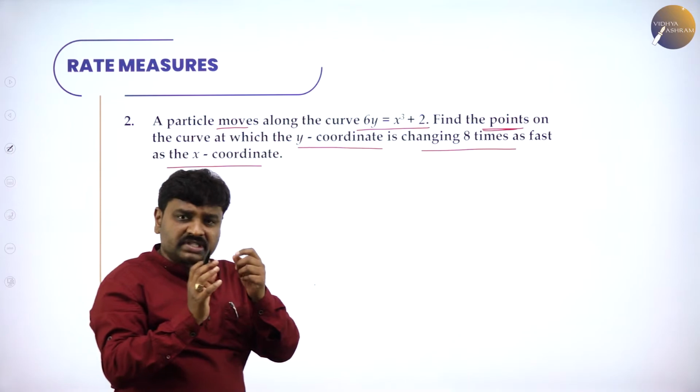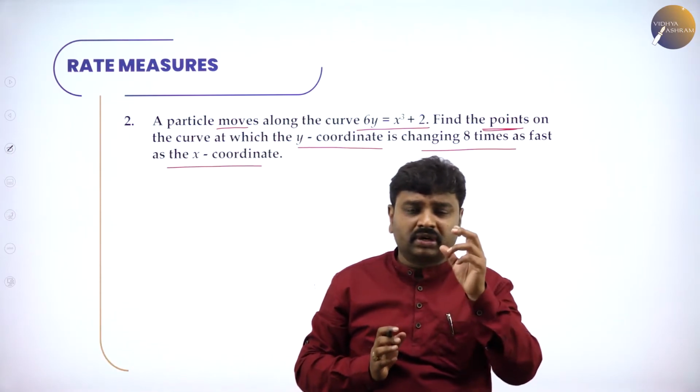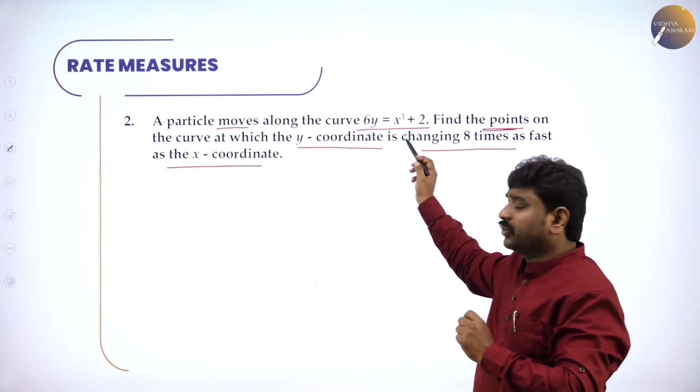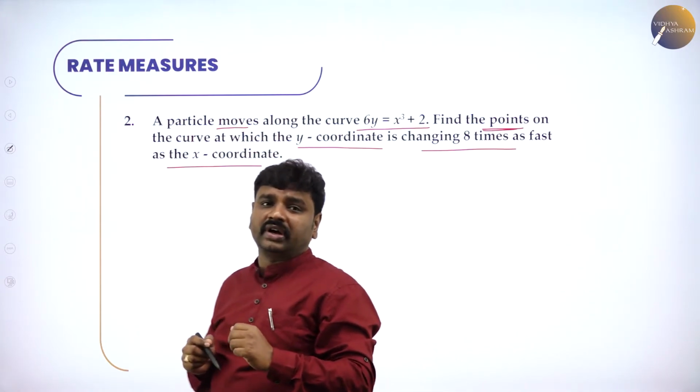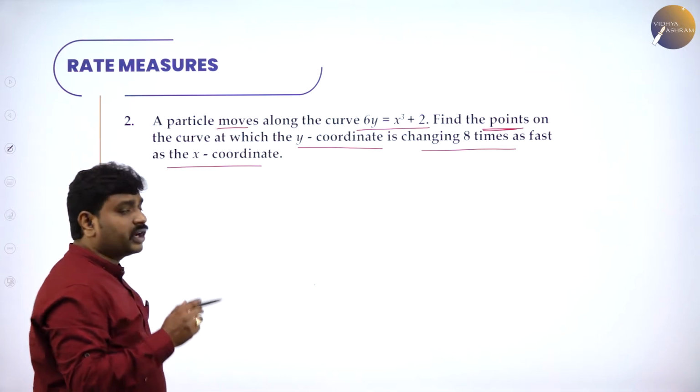Again, write what is given. See, in this question they told the motion of a particle in the form of a curve, and they gave that the y coordinate varies 8 times as fast as the x coordinate, and they want you to find the point on the curve.